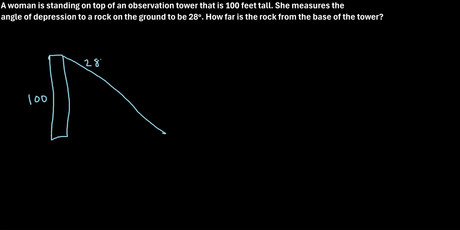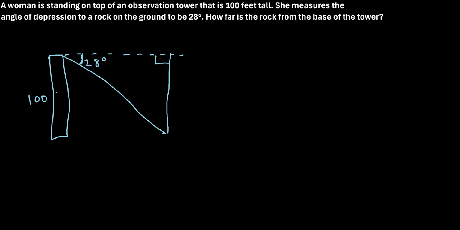Now, angle of depression is a little tricky, and this is where a lot of people get messed up. The 28 degrees is not right here. It's 28 degrees relative to a horizontal line drawn from whatever object you're on top of. So this angle right here is 28 degrees to the ground. So the way that we're going to form our triangle is we'll draw a line straight up to whatever horizontal line is at the top of our object. So this angle right here will be 90 degrees.